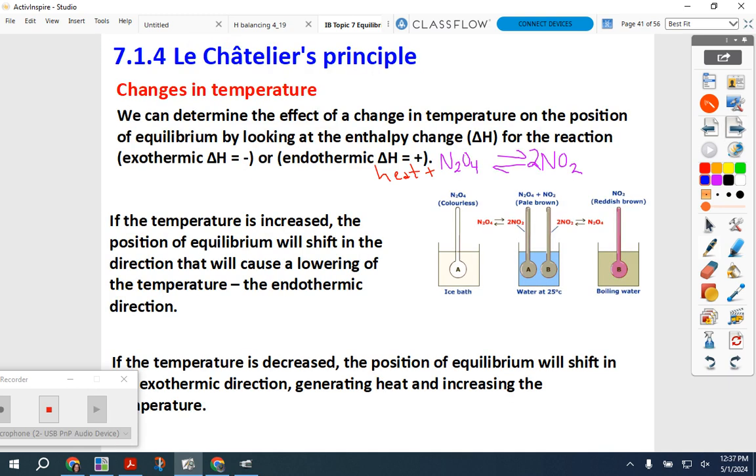So that's concentration and pressure. Temperature is a little bit more complicated. So we can't just look at the reaction, the chemical equation. We have to also know what's the delta H for the reaction. Is it endothermic or is it exothermic? Okay, because the change in temperature is going to have a different effect depending on whether the equation is endothermic or exothermic. And I'm going to do this demo for you guys tomorrow.